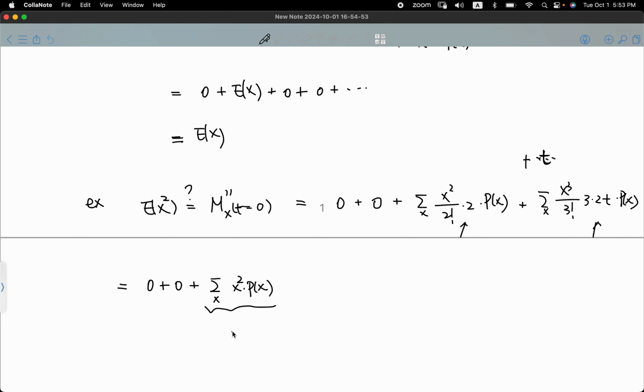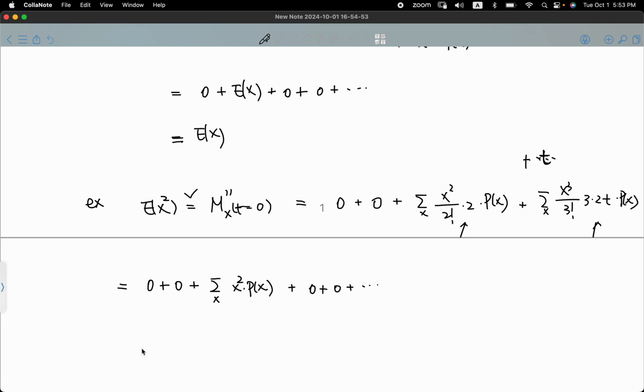By definition, it's just the second moment, right? And then for the rest of the terms, they all involve a t. And when we set t equal to 0, they are all just 0. So this also checks out our result: when you take the second order derivative, you will end up with the second moment after you set t equal to 0.